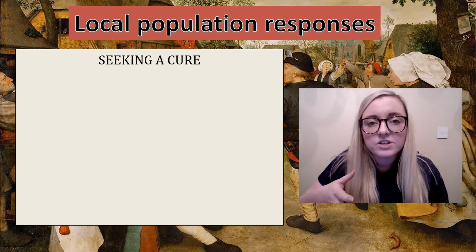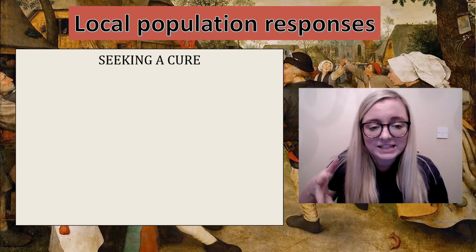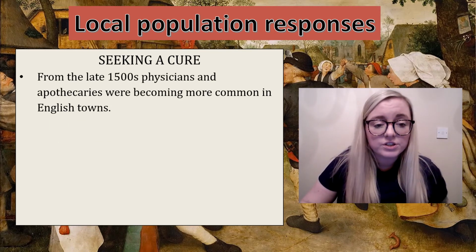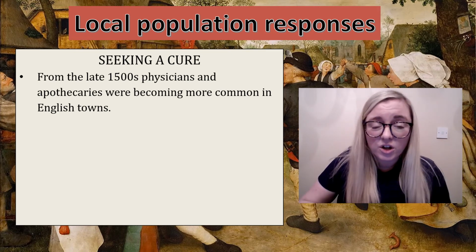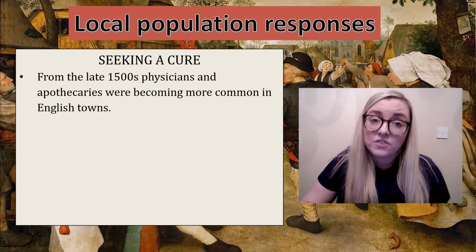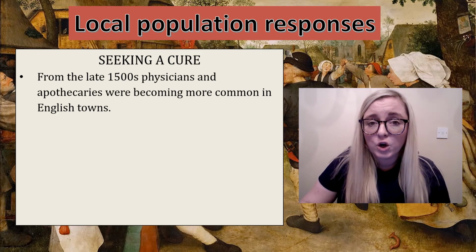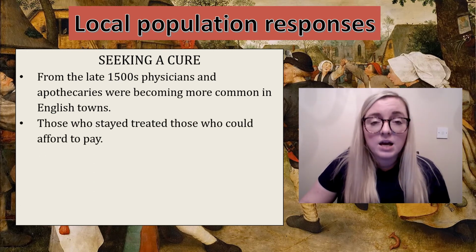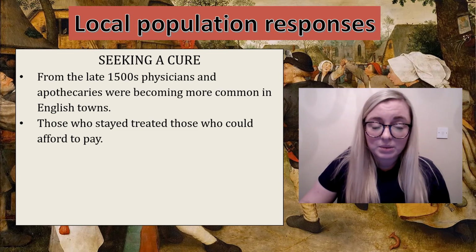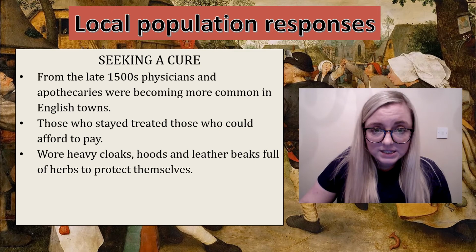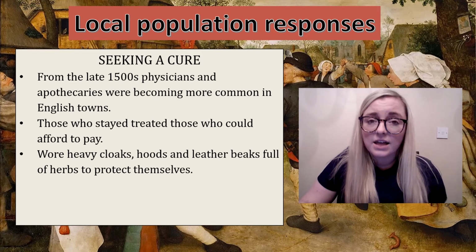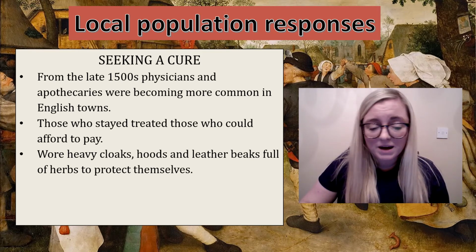Despite not making the connection between fleas and rats spreading the plagues, many people did try to seek a cure. For example, in the late 1500s, physicians, which are like early modern doctors, and apothecaries, which are places in which you can buy herbal remedies, became very, very popular in English towns. Those who needed to be treated and could afford to could be treated by these two groups of people or places. The people that were treating these people, the plague doctors as we might know them, wore heavy cloaks, hoods and leather beaks full of herbs to protect themselves from miasmas.